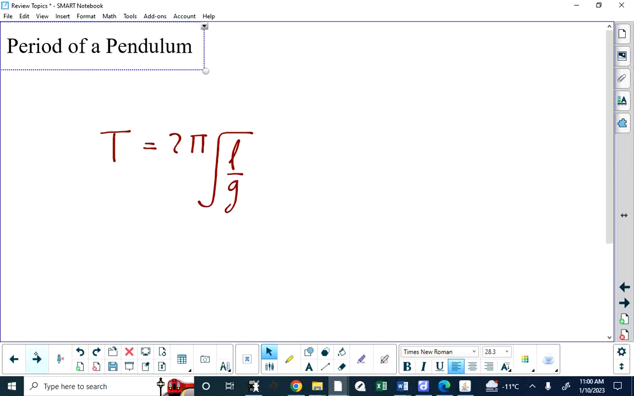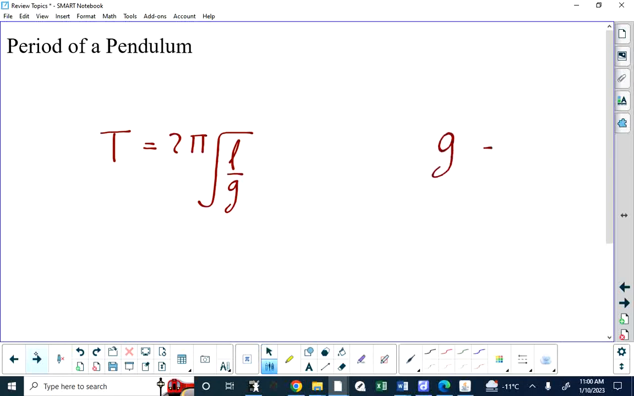When it comes to pendula, you may also be expected to combine that formula for the period of a pendulum with the formula for gravitational field strength. So if I tell you that we have a pendulum on the moon, and I give you the radius of the moon and the mass of the moon, and I tell you we have a 2-meter long pendulum, you should be able to determine the period.